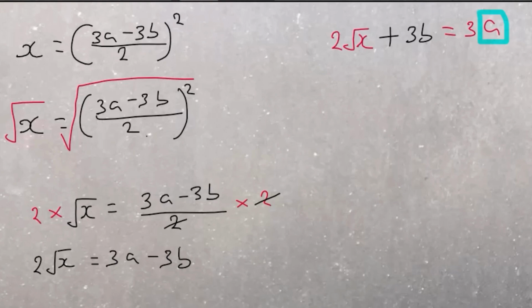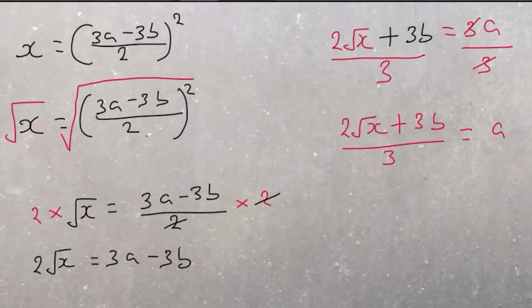To let a stand alone, divide both sides by 3. 3 will cancel 3. Then we have this. Flip it to the other side. Then we have this as our final answer.